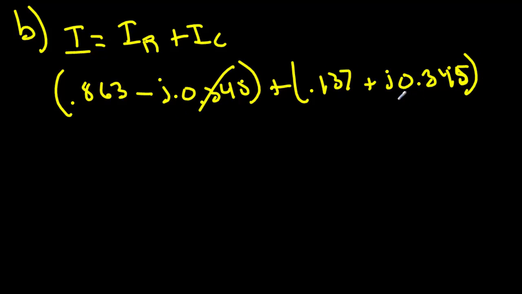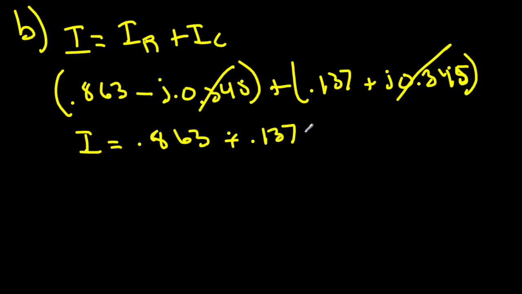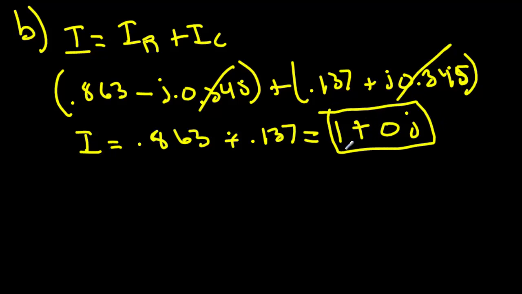And similar to the last problem, the j terms, or the imaginary terms, will cancel, and we're left with I equal to 0.863 plus 0.137, which equals 1. So we don't have an imaginary portion of this. The imaginary portion cancels out. We have just a real term. So the rectangular form of this is 1 plus 0j.